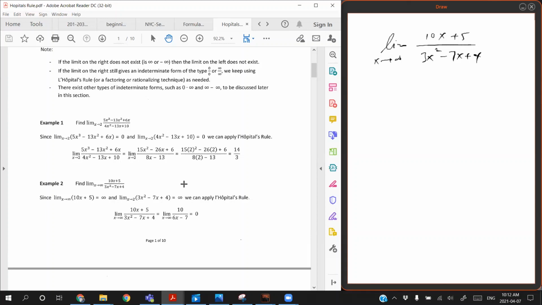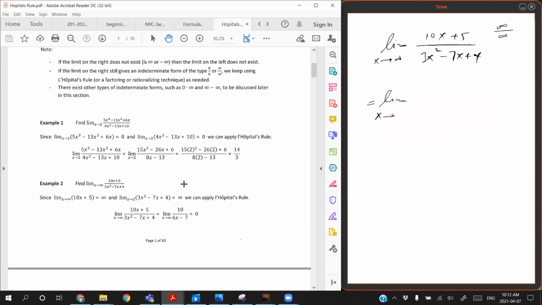Sure. Now, this limit, when you plug in infinity, you're going to get 10 times infinity plus 5, that's infinity. At the bottom, you get 3 infinity squared minus 7 infinity plus 4, that is also infinity. Geometrically, this is a line with a positive slope, so it goes to infinity. And this one is a parabola that opens up, so it goes to infinity on either side. So this is infinity over infinity. That means I can use L'Hopital's rule.